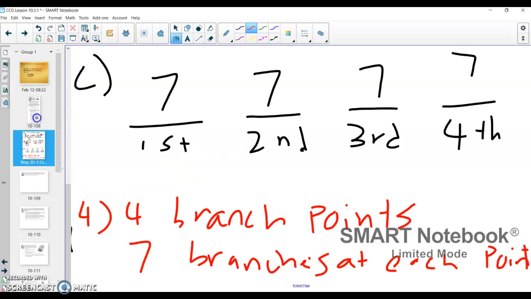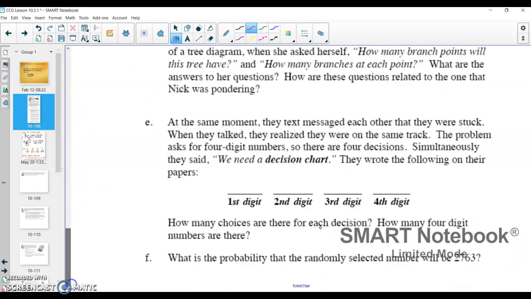Okay. And I think in this next one, I've already kind of done it because I already have this chart, but we get to introduce this vocab here. It says, at the same moment, they text message each other and realized they were stuck. When they talked about it, they realized they were on the same track. The problem asked for a 4-digit number, so there are 4 decisions. Simultaneously, they said that we need a decision chart, and the decision chart here is kind of what I already made on that page, and they wrote it on their paper just like I wrote it on mine. And then it says how many choices are there for each decision, and then how many 4-digit numbers are there.